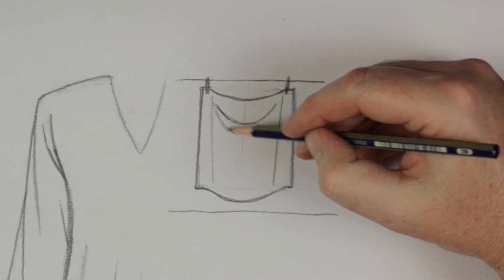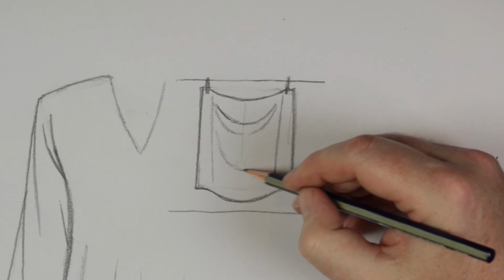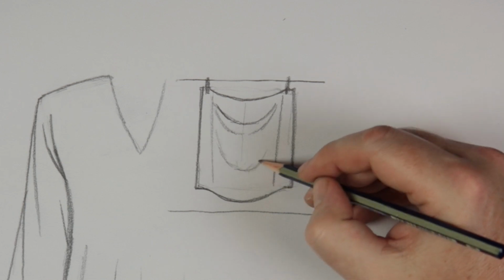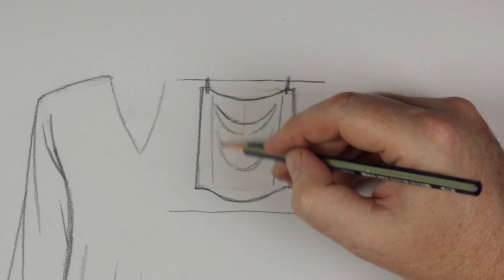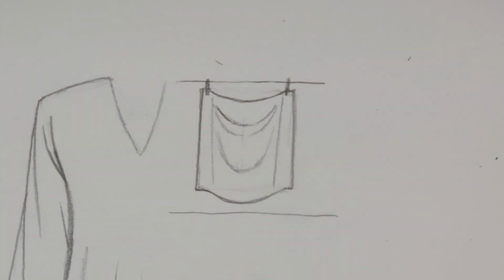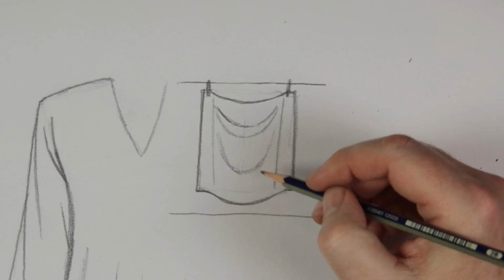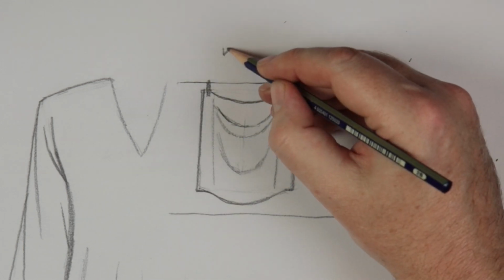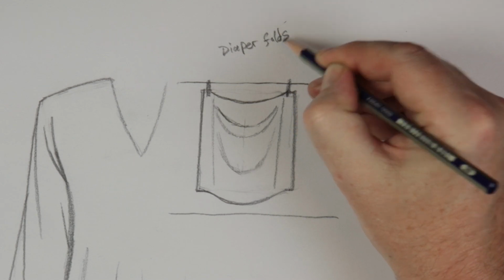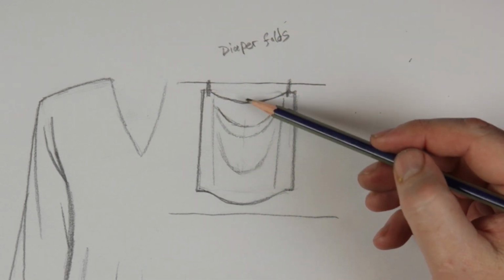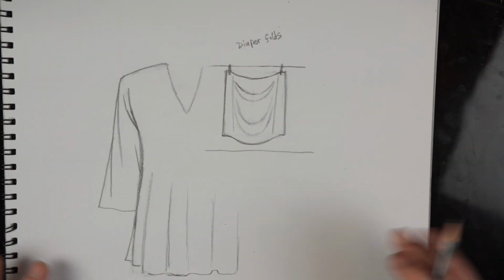Another one underneath that, maybe. Another one down here. Notice how this gets steeper and heads right back up towards that anchor point. Same here. These type of folds, these droopy folds, are called diaper folds. And they occur when fabric sags between two anchor points. A couple other things I could mention.